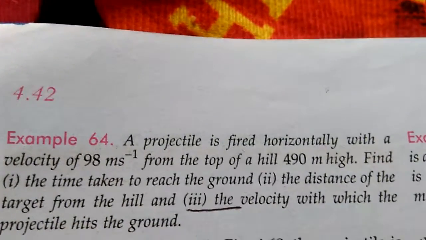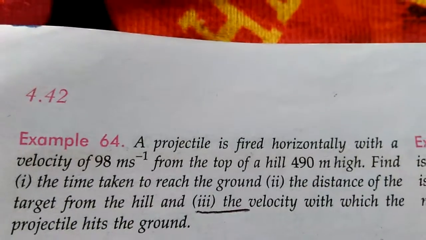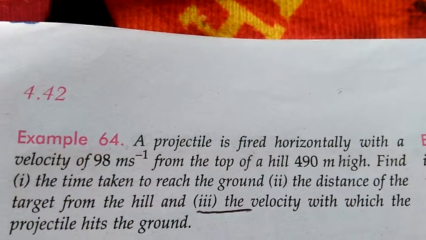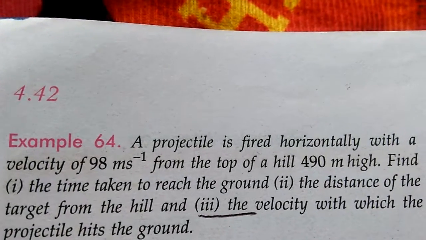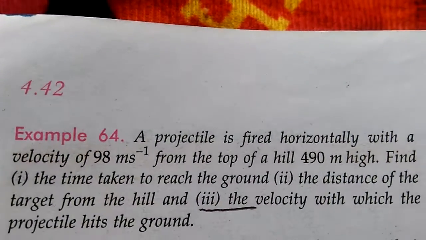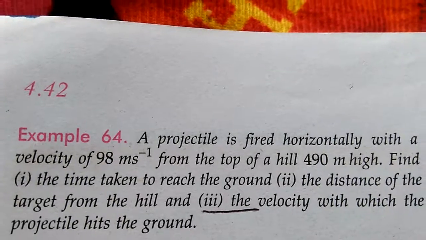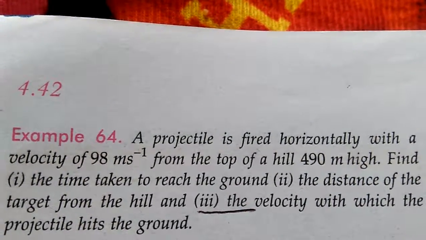Question 1. A projectile is fired horizontally with a velocity of 98 meter per second from the top of a hill 490 meter high. Find first the time taken to reach the ground, the distance of the target from the hill, and the velocity with which the projectile hit the ground.